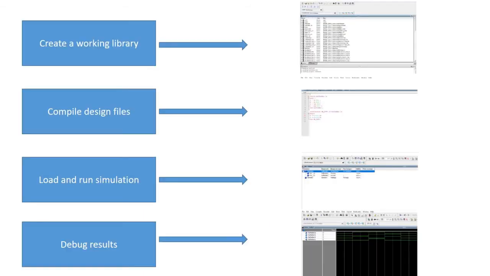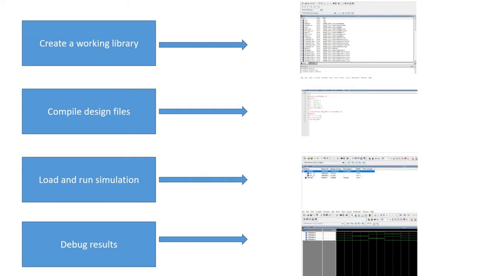In Modelsim, the basic simulation flow is shown below. Creating a working library, compile the design file, load and run the simulation, and then debug the result. In Modelsim, all the designs are compiled into a library. So the first step is to create the working library.